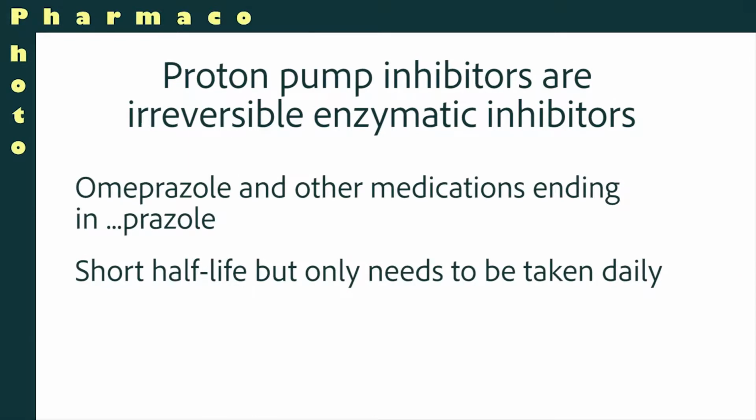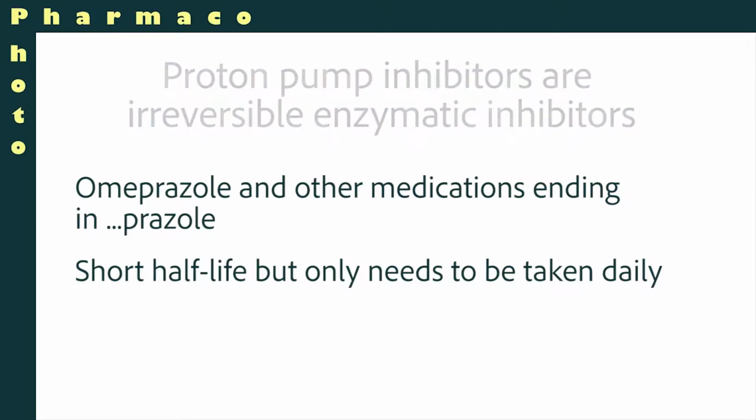An example is the proton pump inhibitors, such as Omeprazole and other medications that end in the suffix prazole. Those have a relatively short half-life of about 1.5 hours. And that would normally mean that the medication would have to be taken quite frequently. But because it is an irreversible inhibitor, our parietal cells in our stomach need to make more enzyme, and that can take up to 72 hours to fully replenish the enzymes. So omeprazole and other irreversible proton pump inhibitors only need to be taken on a daily basis.